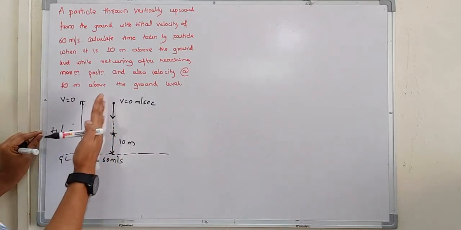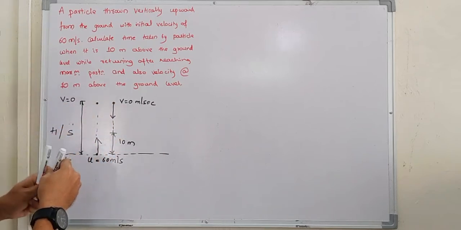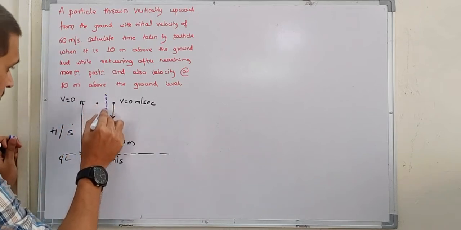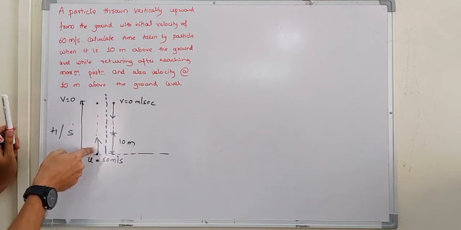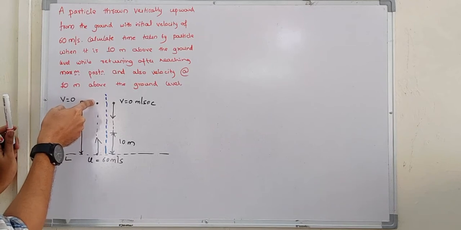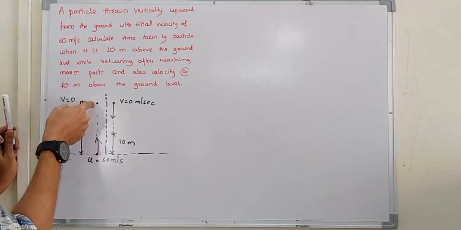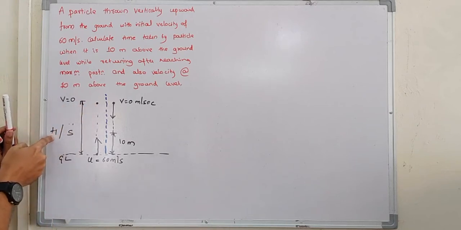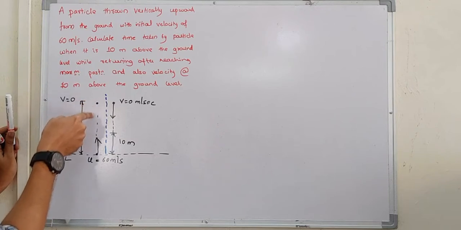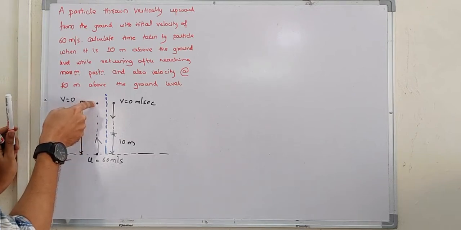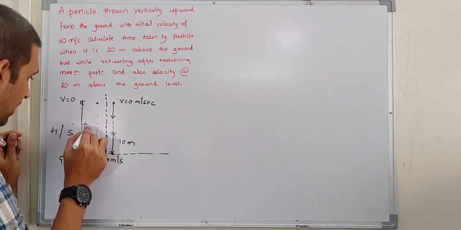Now what we'll do, we'll split up this problem into two parts. The first part is while the particle is thrown from the ground and reaching the peak value, we'll calculate the time taken by the particle from the ground to reach the peak, and also the distance it travels to reach the peak point. Clear? And the corresponding time we call T1.